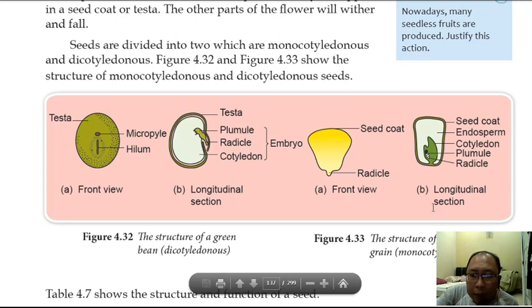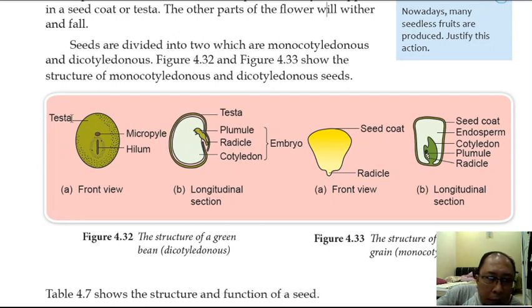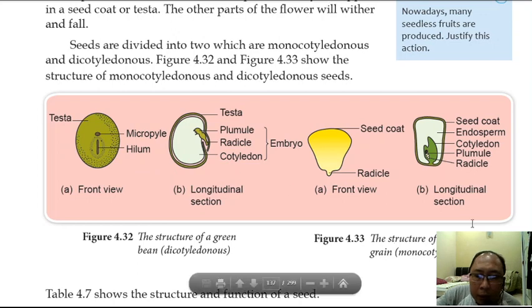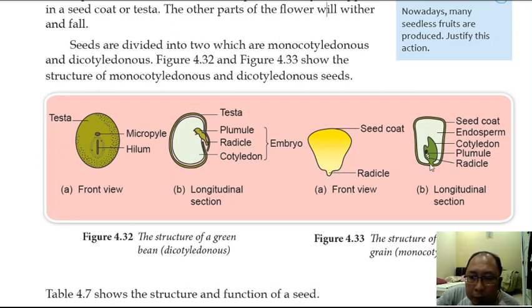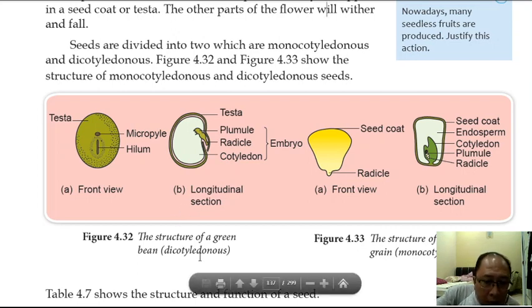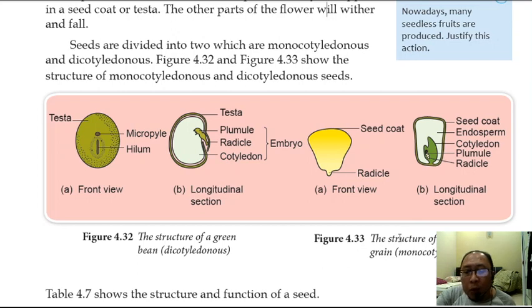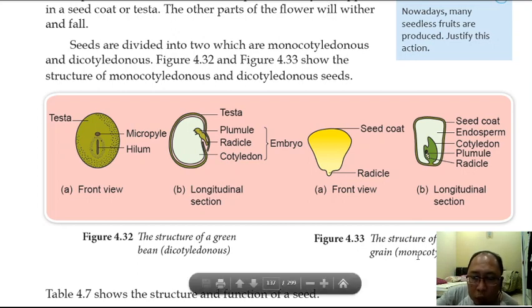Before that, we have to look into the structure of the seed. The cotyledon is the part which provides food for the development of the seed. One seed may have two cotyledons, so we call it a dicotyledon, and one seed may have one cotyledon, so we call it a mono. Mono refers to one cotyledon.